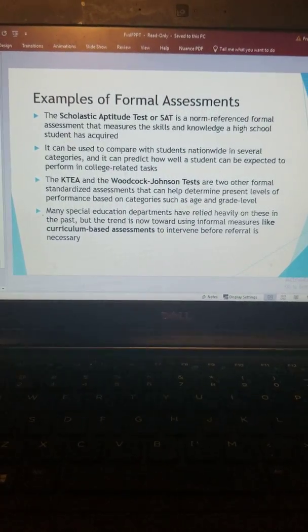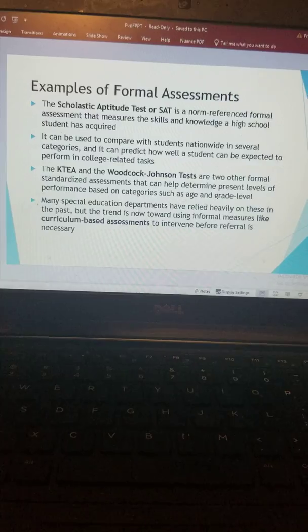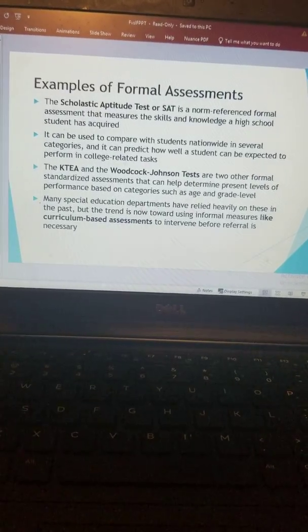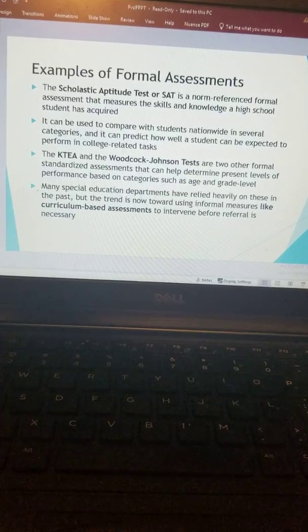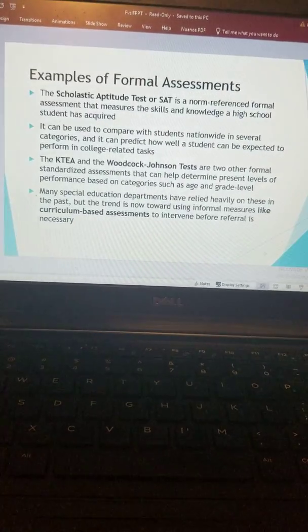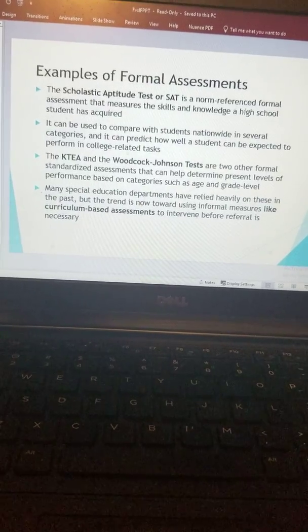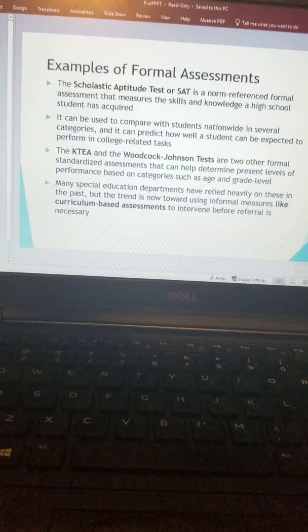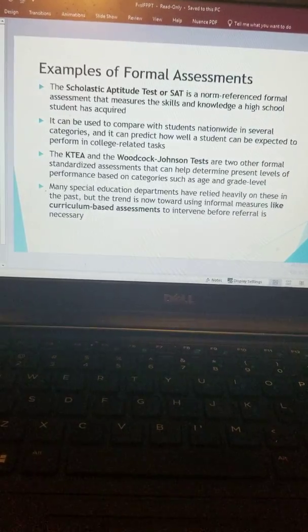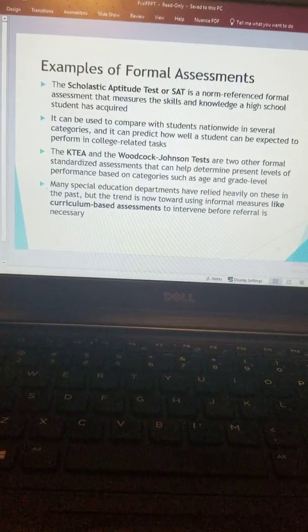Examples of formal assessments: the Scholastic Aptitude Test, or SAT, is a norm-referenced formal assessment that measures the skills and knowledge a high school student has acquired. It can be used to compare with students nationwide in several categories, and it can predict how well a student can be expected to perform in college-related tasks.